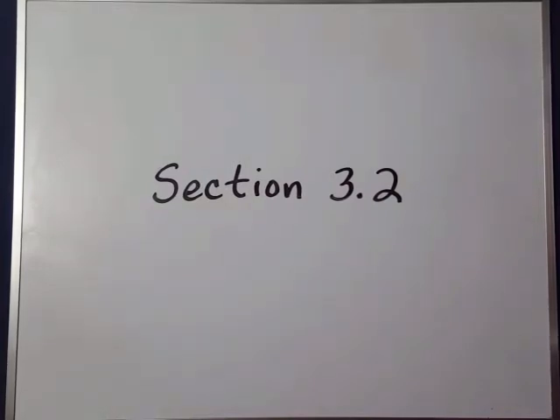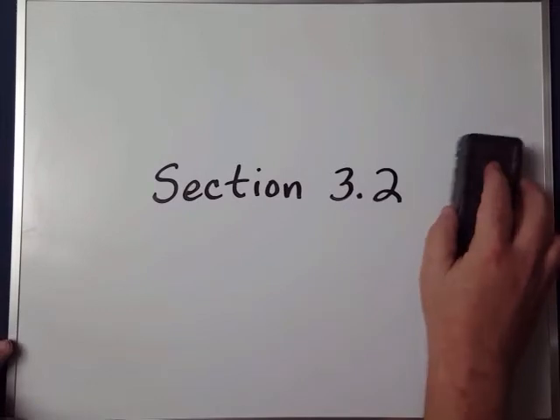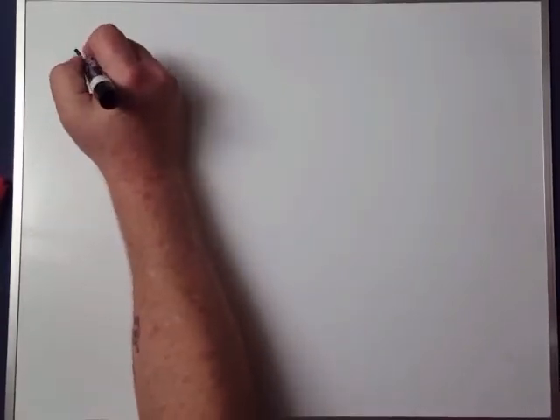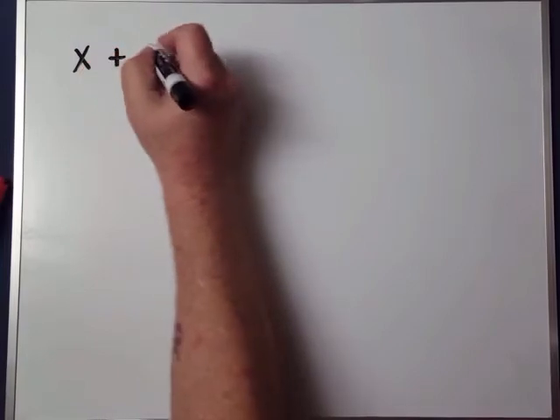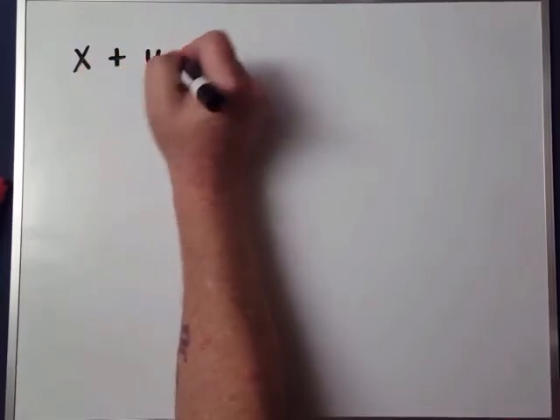Section 3.2, Graphing Linear Equations in Two Variables. We had finished up Section 3.1 there in the homework set in the 70s, looking at equations in two variables and graphing several points on each. Let's work a problem similar to that. And let's go back to this example that we used last time.